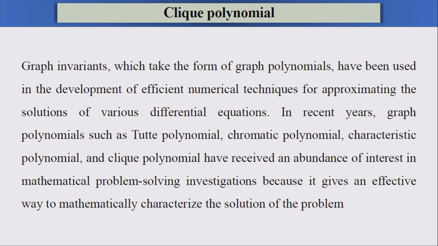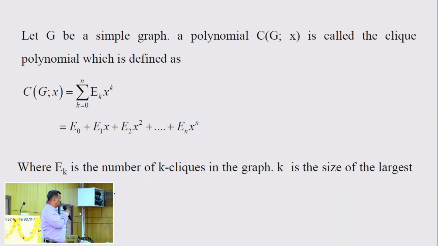Let G be a simple graph. I am considering a polynomial of G with X, called a clique polynomial, and it is defined like this: e_k x to the power of k. The polynomial will always be 1 plus e_1 x plus e_2 x squared, just similar to a standard polynomial expression.